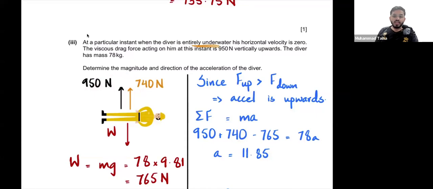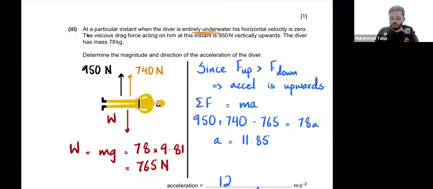The viscous drag, as we just said, here it's given as upwards, but usually we know that whatever direction something is going in, viscous drag is going to be opposite. So it does depend on how something is moving. However, the upthrust that we calculated, that's always going to be upwards, irrespective of if the diver was going up or going down. It's always going to be upwards. Similarly, the weight is always going to be downwards, right? So using W equals mg, I find out the weight, which is 765.